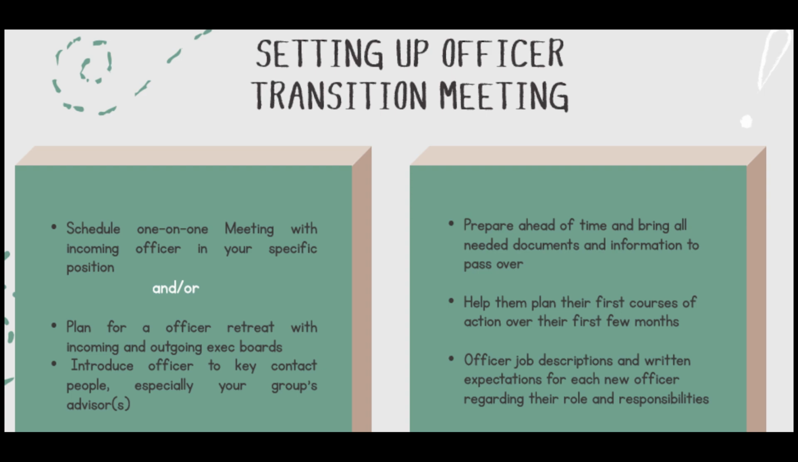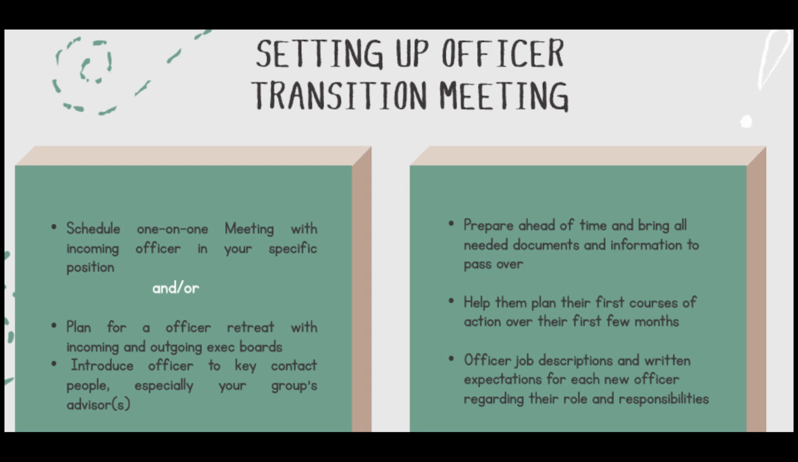Make sure you're introducing officers to key contact people, especially your group's advisor. A lot of times we have student orgs that haven't met their advisor. So when you're transitioning out of your role, make sure you facilitate that connection with the incoming officers. Prepare ahead of time and bring all needed documents, jump drives, logins, and information to pass over at that meeting. You can help them plan their first course of action and what they're going to do over the summer. What should they do if it's in the fall transitioning?